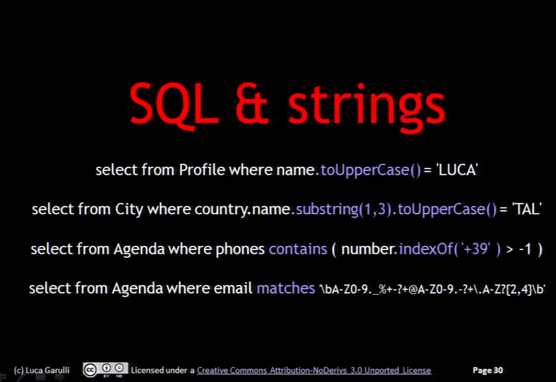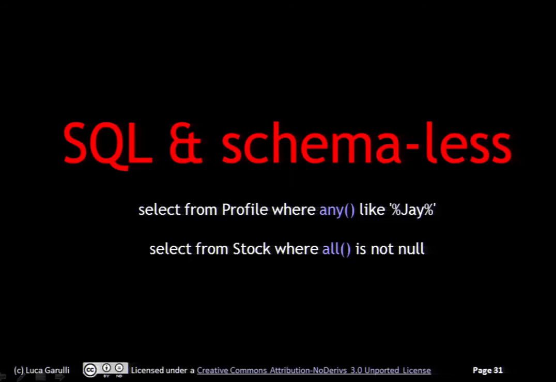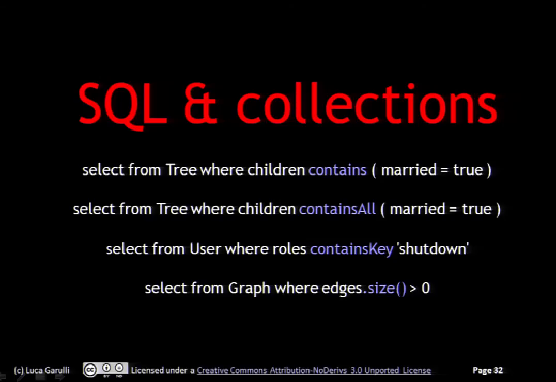There are a lot of operators for strings, and a lot of useful stuff to create very short queries that everyone can read without reading a book. There is the schemaless concept. For example, if you haven't defined fields for profile, in this case, please give me all the profiles where any field, any property, is like J, for example, or give me all the stocks where all the fields are not null. With any and all you are telling it all the fields or any fields, because fields can change. You can work against collections, with the contains operator, with maps, contains key, contains value, and so on. You have a lot of operators against collections and maps.